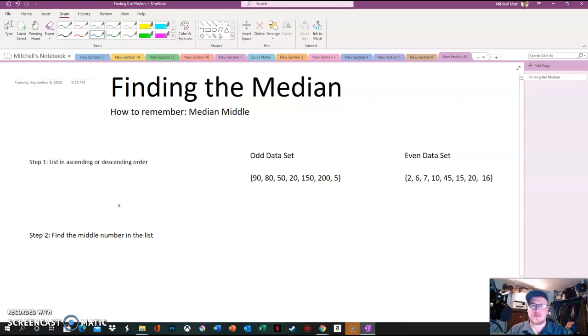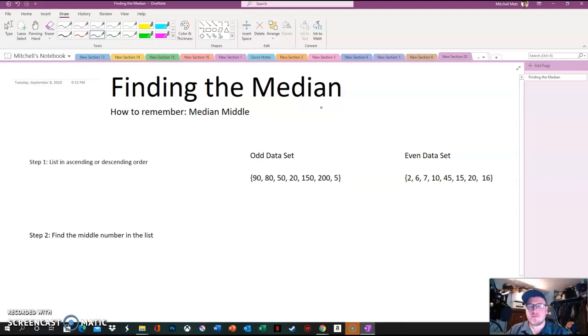In this tutorial I'm going to show you how to find the median, which is another measure of center. So a measure of center again is just a way to find out where the middle of a data set is. And we have three different ways to do that. The last tutorial was on mean, so this one we're going to be focusing on the median.